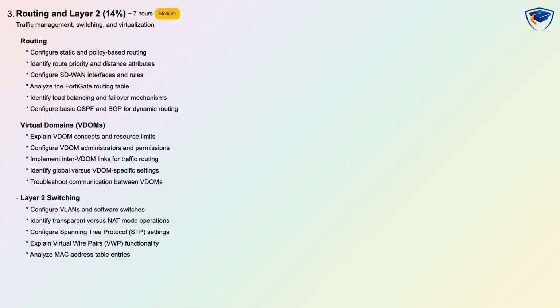You will also learn basic OSPF and BGP concepts for dynamic routing, virtual domains and inter-VDOM links with permissions and resource limits, and layer 2 concepts such as VLANs, software switches, spanning tree settings, and virtual wire pair behavior. Troubleshooting inter-VDOM communication and load balancing or failover scenarios is part of this domain.